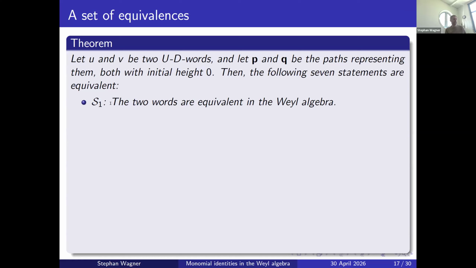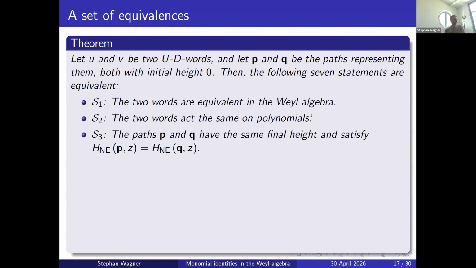Equivalence in the sense that by applying this relation, they would have the same basis representation, for example. This is equivalent to the words acting the same way on polynomials. The equivalence of the first two was known long before us, so this is not new.